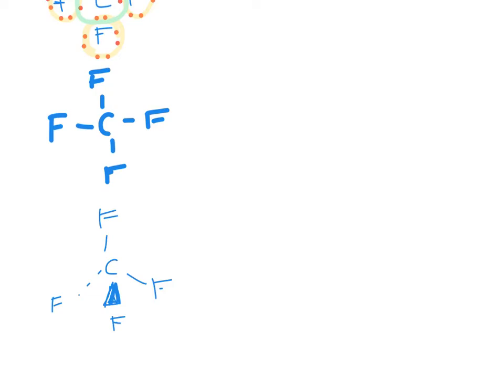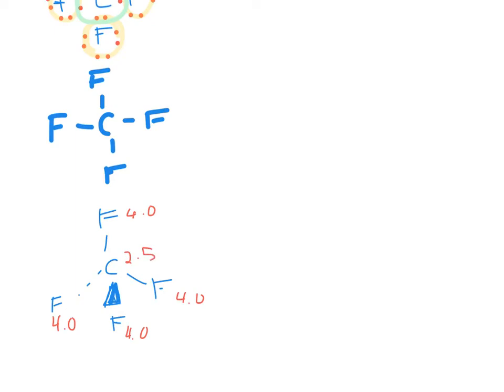Then I need to look at the electronegativity of each atom. So I can look this up on my periodic table. Fluorine has an electronegativity of 4.0. Carbon, on the other hand, has an electronegativity of 2.5.